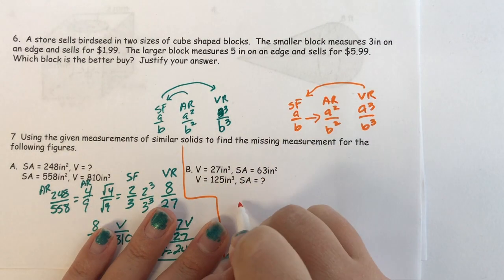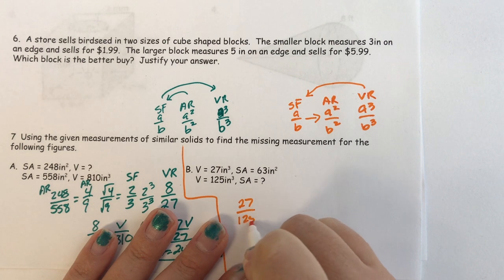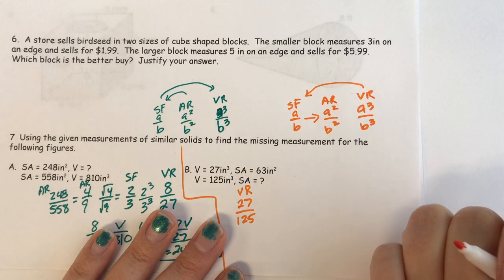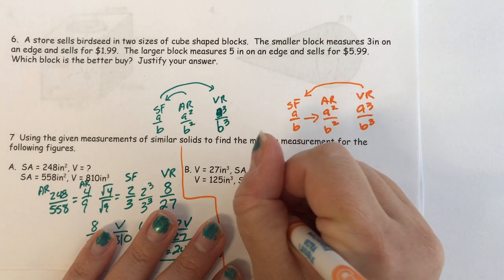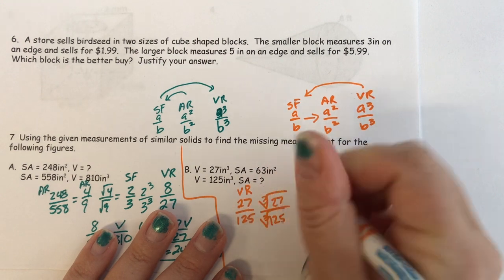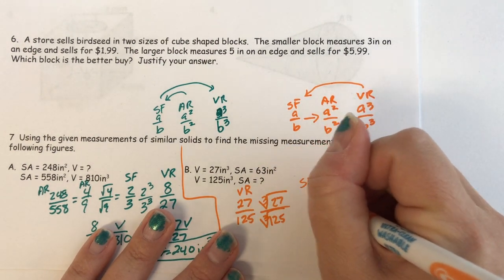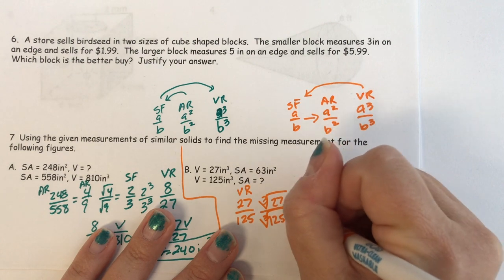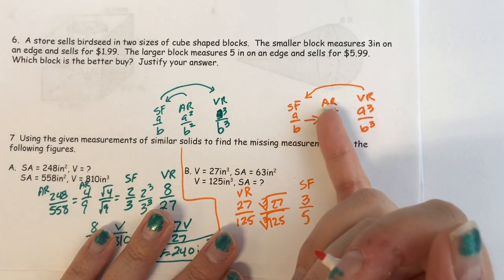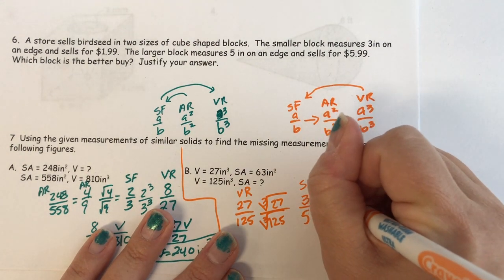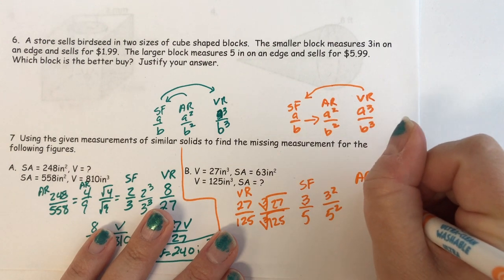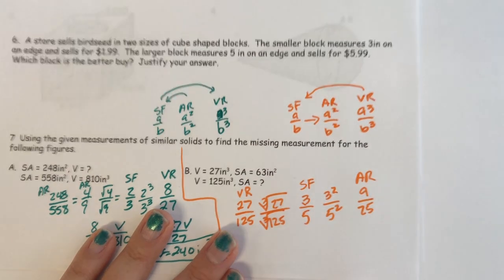So we've got 27 and 125. These are the volumes that they gave us. We do want to check if it reduces. It does not reduce. So we're going to cube root each one to get to our scale factor, which is going to be 3/5. You need to keep in mind, of course, that's not where we want to end. We want to end with the area ratio. So we need to square these to get our area ratio to be 9/25.